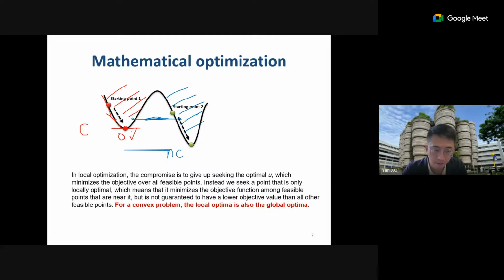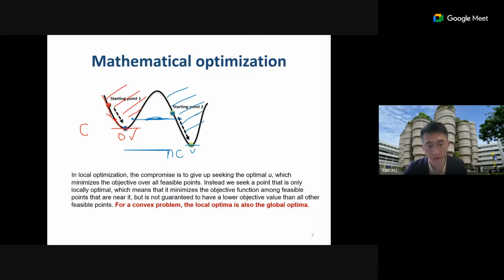Now, as I said, depending on the starting point, we may converge to different optimal solutions. If we still start from this point, we will get this red point. But if we start from this green point, we will find this solution. Clearly, this solution is better than the left-hand side one. So this will be your global optimal, the green point. But this red point is the so-called local optimum within this small feasible region.